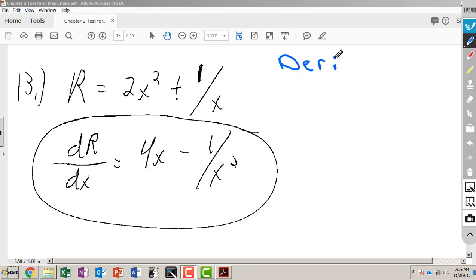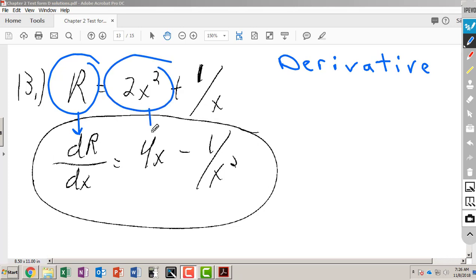So to find the derivative, I'm just going to go ahead and take the derivative of my equation. The derivative of r with respect to x is dr over dx. I'm going to take the derivative of 2x squared, which is equal to 4x. Now to take the derivative of 1 over x, if you want, you can go ahead and rewrite that as x to the negative 1. Following the power rule for derivatives, I take negative 1 and multiply by 1, and then I subtract 1. So that's going to give me negative 1 x to the negative 2. And then that becomes negative 1 over x squared.